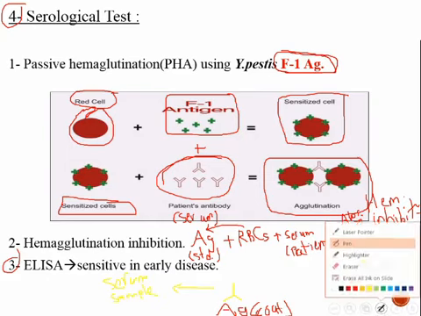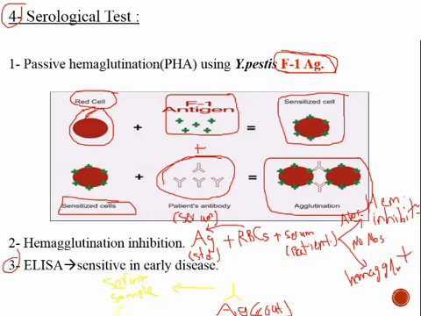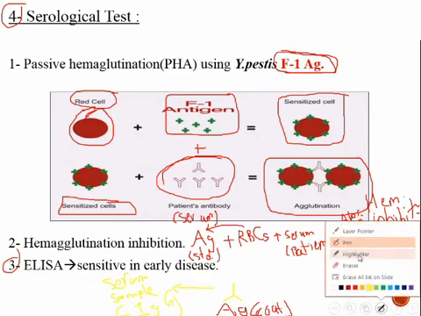And then I add a secondary antibody. This secondary antibody is usually anti-human immunoglobulin. So this antibody is IgG. I add an anti-IgG antibody that is either fluorescent or enzyme linked, and then I add a substrate for this enzyme, and I see a color change, and so on.